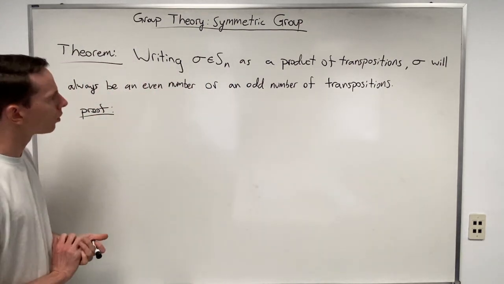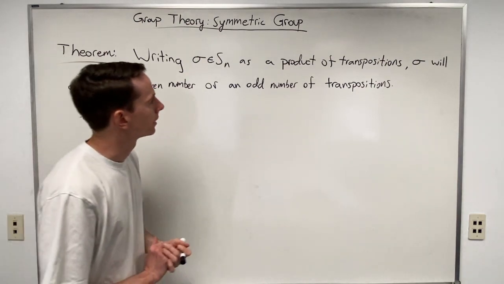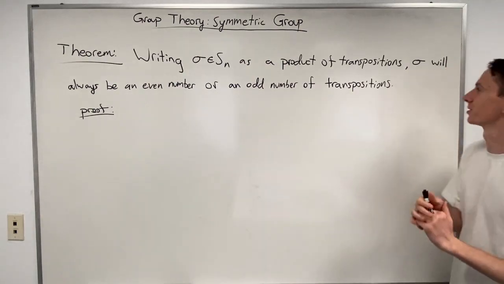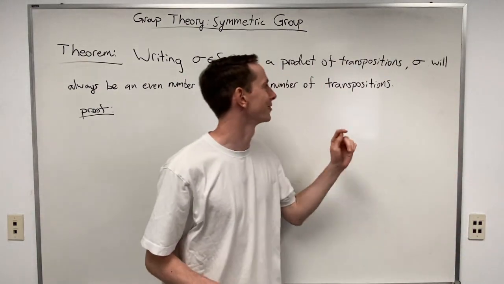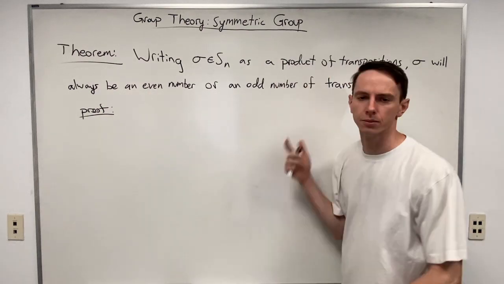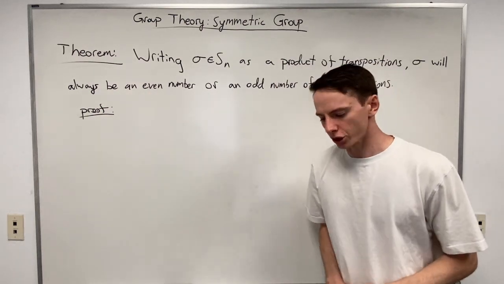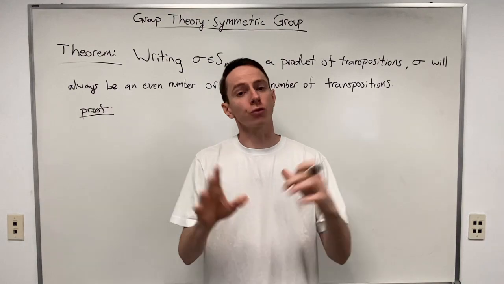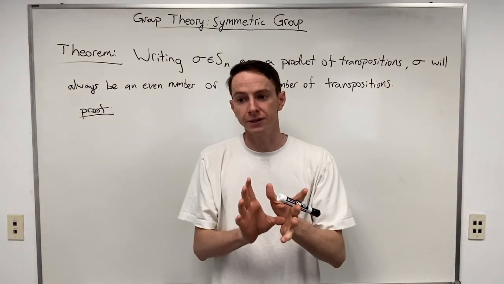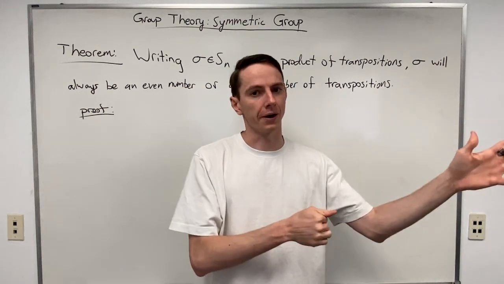First thing, though, that I want to mention is that I made sure to say that sigma will always be an even number or odd number of transpositions. So what I'm saying there is that when we write a permutation as a product of transpositions, it will always be even or always be odd.